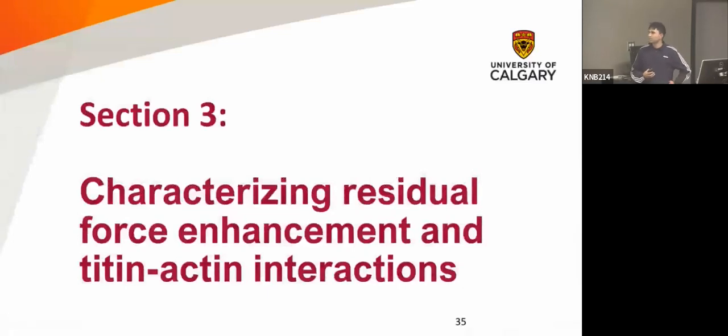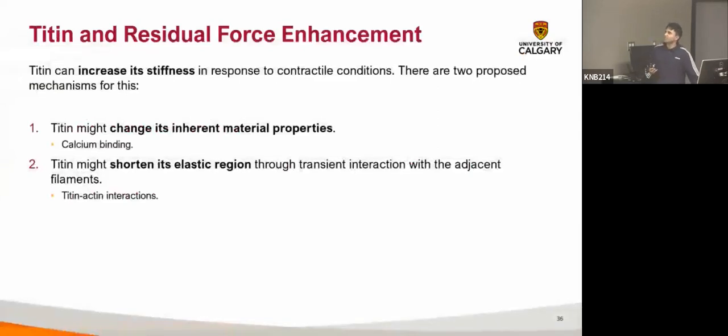Finally, we can go back to talking about residual force enhancement. Titin can increase its stiffness in response to contractile conditions, which has been noticed in a lot of experiments in the past. Mechanically speaking, there are two proposed mechanisms for how a spring like titin might increase its stiffness in a biological context. One is that titin can change its inherent material properties. In sarcomeres, you could have calcium binding to it, which makes the spring stiffer. The second option is to have the spring itself shorten, so the region that can still stretch out has to overstretch, and you produce increased stiffness from that.